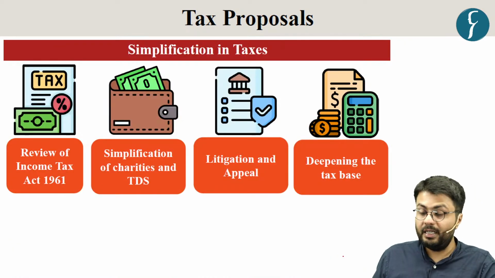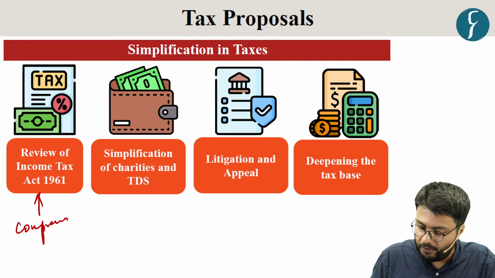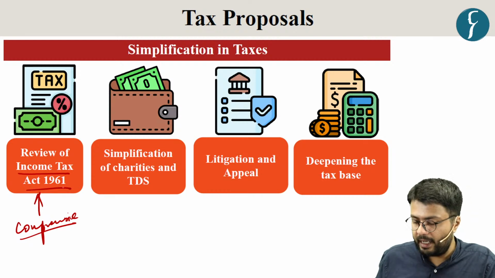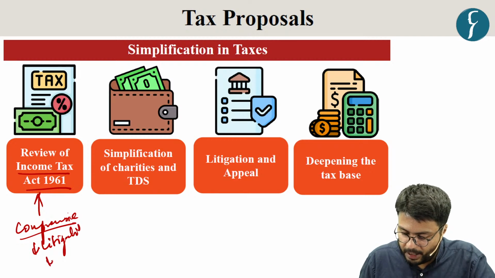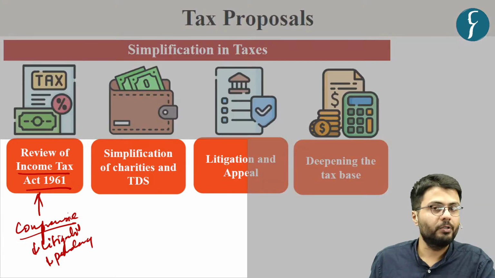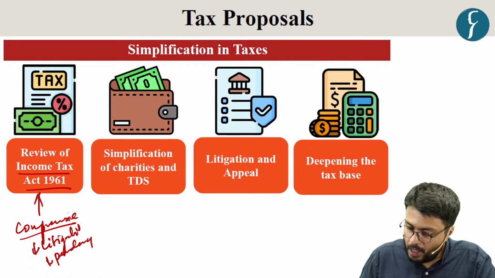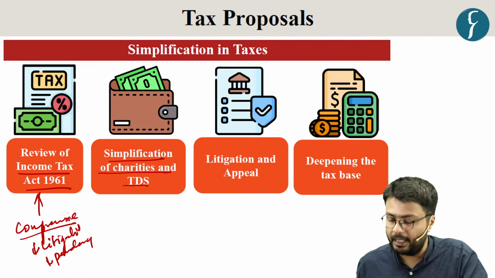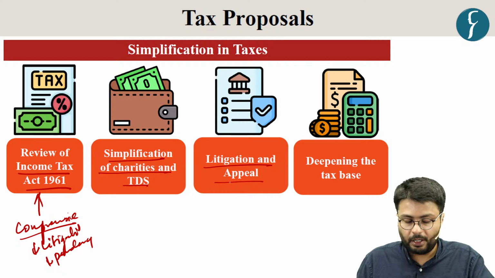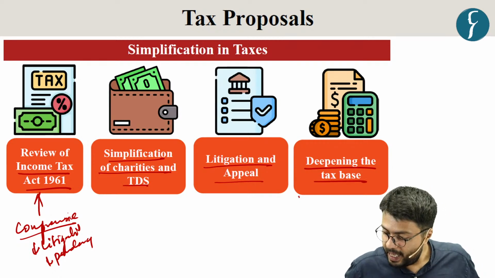Now let us deal with direct taxes. In this regard, the government has highlighted that it will undertake a comprehensive review of its Income Tax Act of the year 1961 so as to reduce litigation as well as pendency of tax disputes. Further, the finance minister also simplified the charities and TDS provisions extended to the charitable sector, in addition to making simplifications in the litigation and appeal sector.